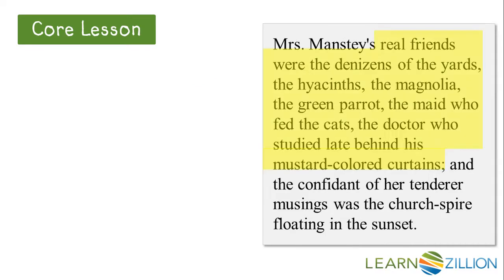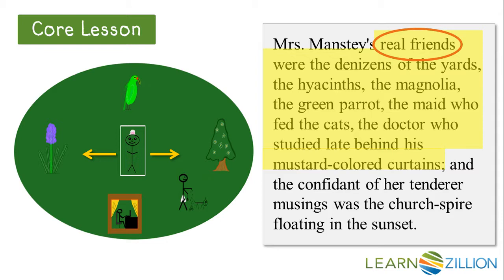In the next section, before Wharton lists all of the items in view, she says that these are Mrs. Manstey's real friends. Now, typically, people consider themselves friends because they share common interests. The big thing that all of these residents of the yard and Mrs. Manstey have in common is that none of them interact with one another. The plants don't interact with each other. There's no indication that the parrot interacts with someone. The description of the doctor lends itself to the idea that he too is alone studying, and although the maid feeds the cat, there is no indication that there is any other form of interaction between the two of them.